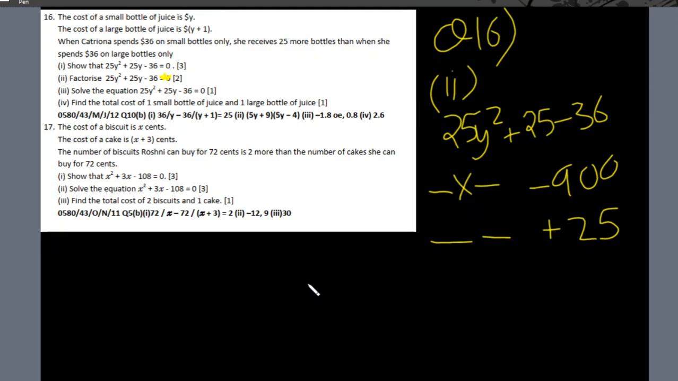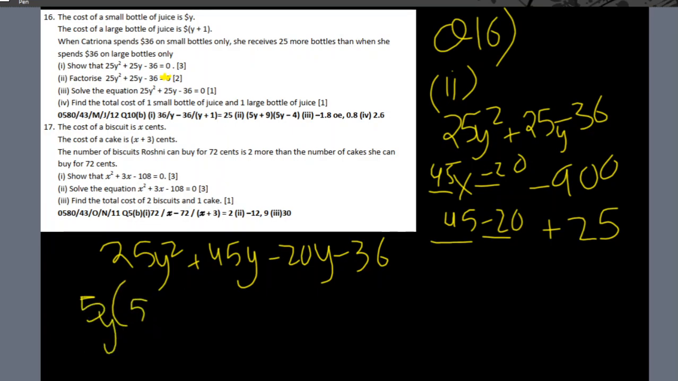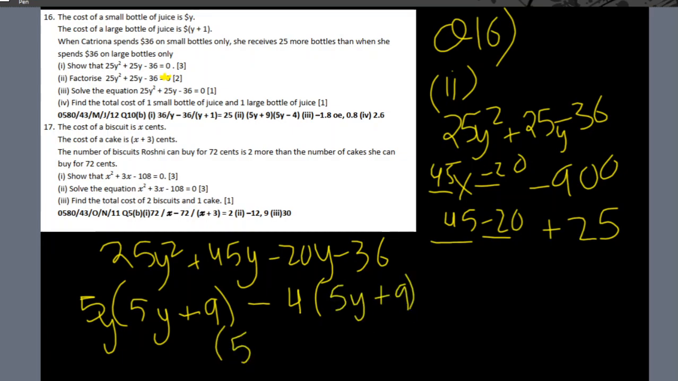Let's try 20 and 45. So 45 times minus 20, and 45 minus 20. Yes, we'll get this combination. So 25y square plus 45y minus 20y minus 36. So 5y is common in the first, and we're left with 5y plus 9, and then minus 4 is common, and we're left with 5y plus 9. So the factorized form is 5y minus 4 and 5y plus 9.